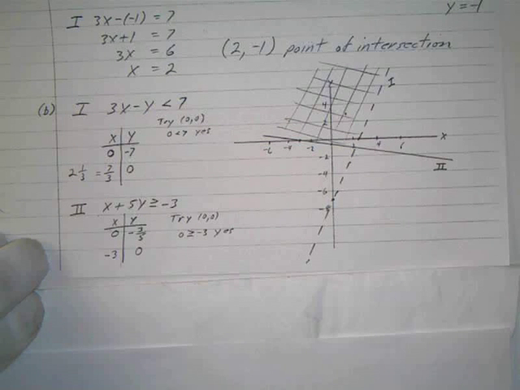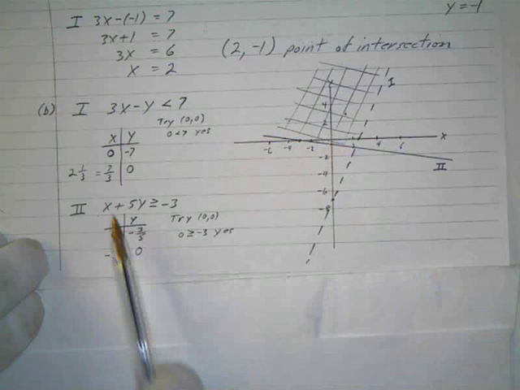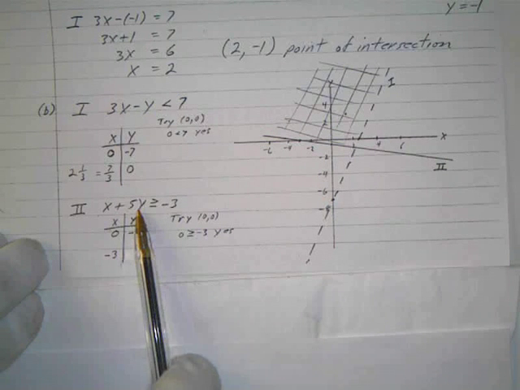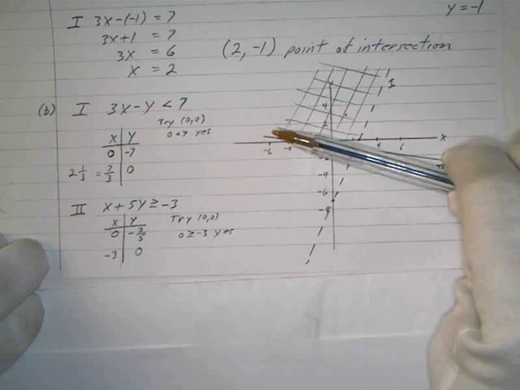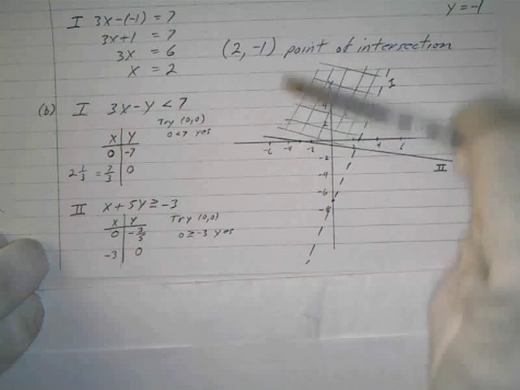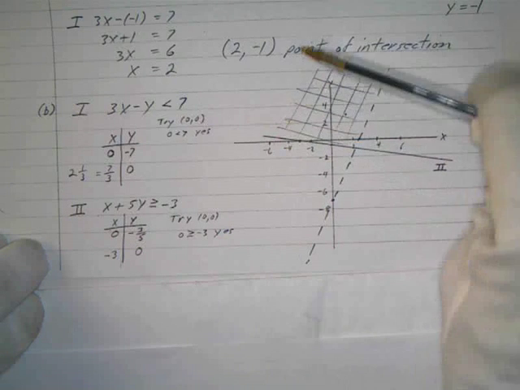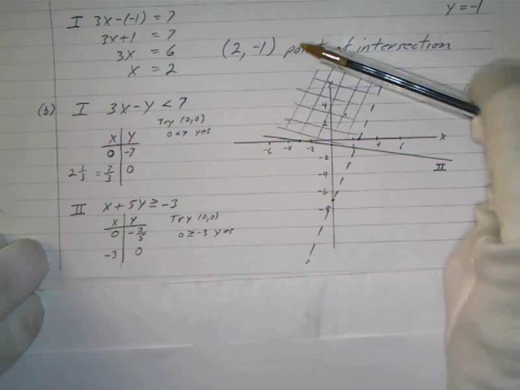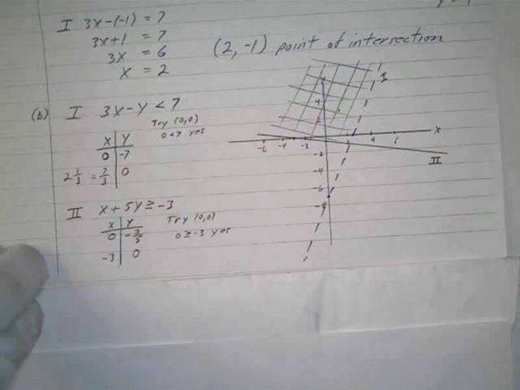Now I try 0, 0 on this line here, which was the solid line. You can see 0, 0 is definitely on one side of it, so I can use it. If I put 0, 0 in here, is 0 plus 0, that's 0, greater than negative 3? Yes. So that means it's on the top part of the solid line. So this gives me the top part of the solid line, and this gives me the left of the dashed line, so this is the area that I shaded.